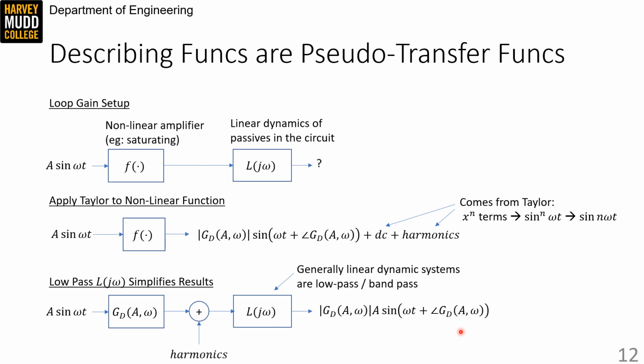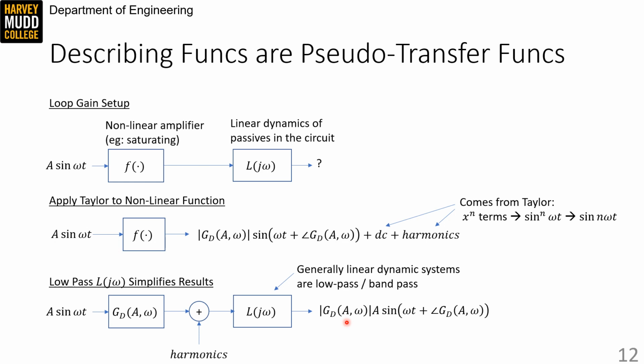The scaling and shifting happens through a pseudo-transfer function called a describing function. So GD is our describing function. And the major difference between it and a normal transfer function is that GD depends on the amplitude of your input. That's kind of weird, and it turns out to be really important.